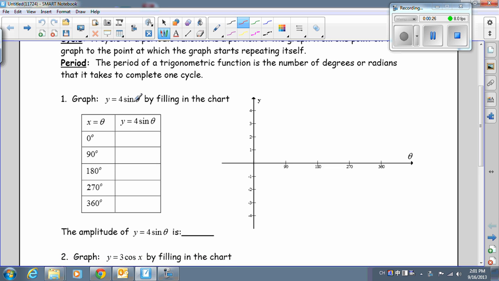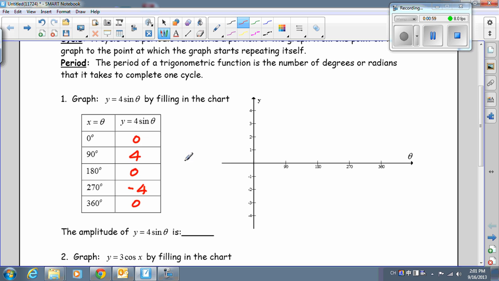Using your calculator, find 4 times the sine of 0 degrees and you should get 0. 4 times the sine of 90 degrees, you should get 4. 4 times the sine of 180 should be 0. Negative 4 here and 0. Once again, using your calculator, you can find this. And if you don't want to use your calculator, that's also possible if you remember the OI, I owe you, or I don't owe you.